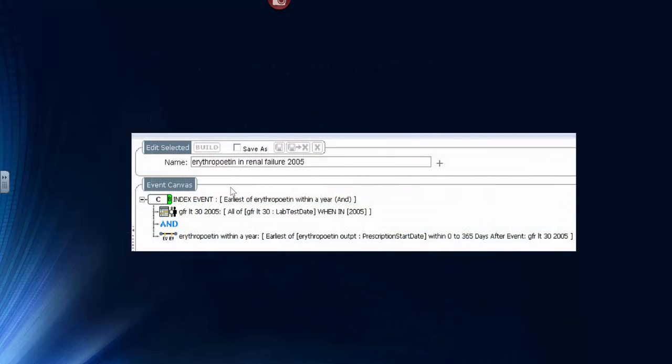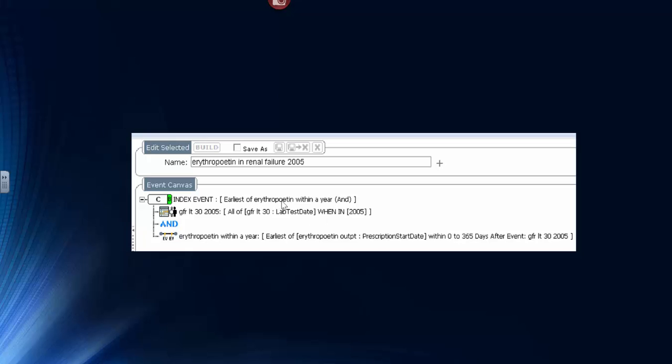Let's build ourselves a cohort of patients who are in renal failure, kidney failure, and were started on erythropoietin. There's basically just two condition lines. The first line is the GFR, that's the measurement of glomerular filtration rate, how well the kidney is functioning, where you're going to find people who was less than 30 in 2005. And they also had erythropoietin prescribed in the outpatient within a year of this very low GFR.